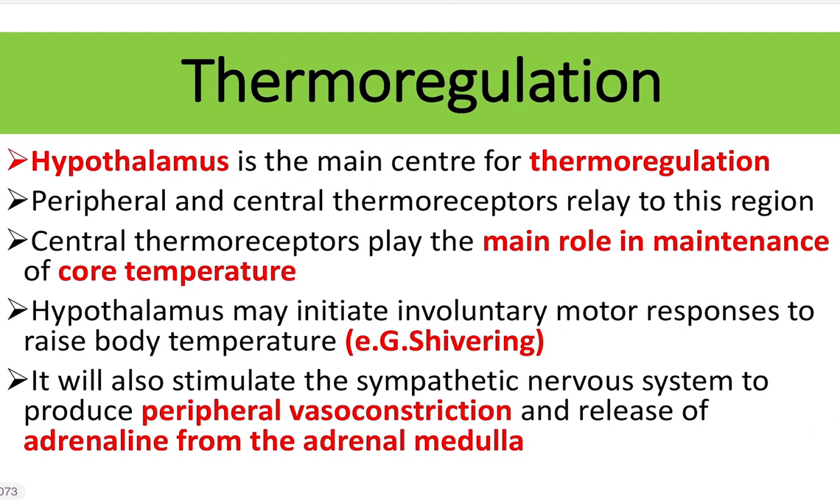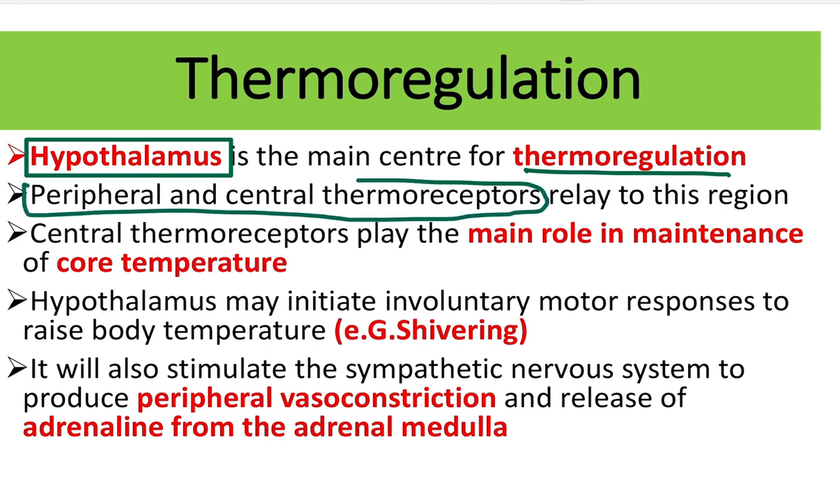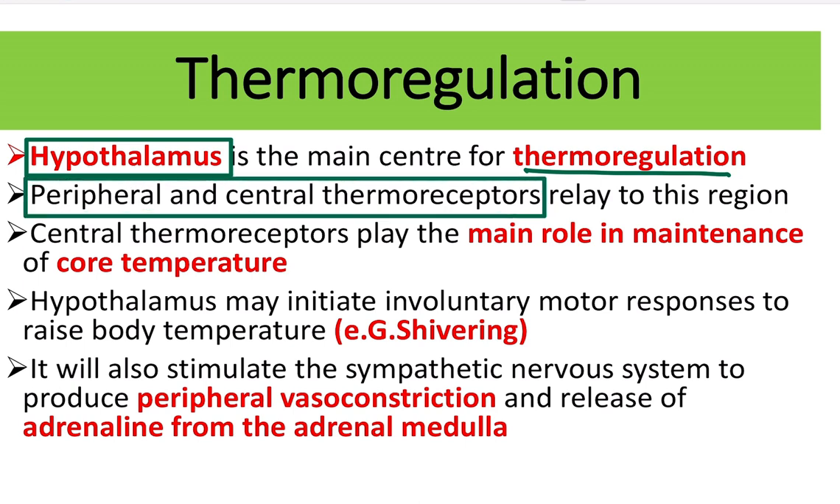So let's see, this is thermoregulation. The hypothalamus, which is an important part of the human brain, is responsible for thermoregulation. Peripheral and central thermoregulation rely on this region. That means both the central and peripheral thermoregulation systems directly rely on this hypothalamus.